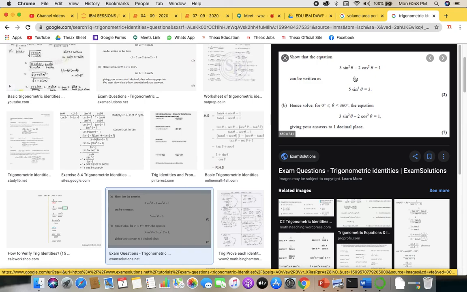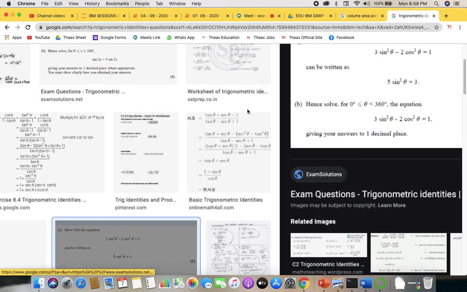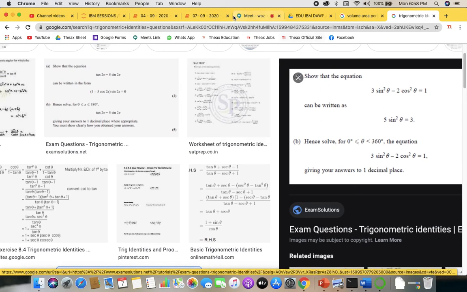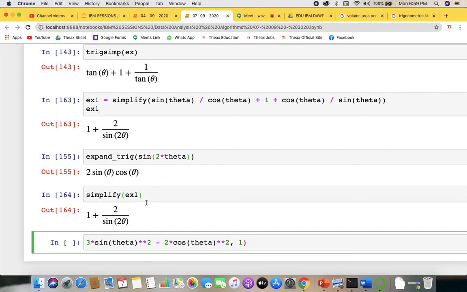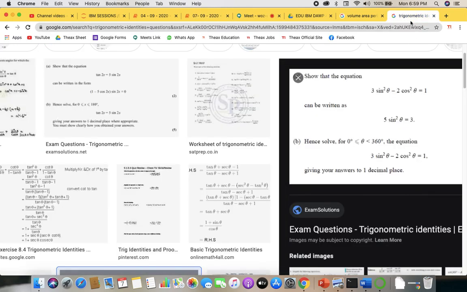So 3 sine square theta minus 2 cos square theta equals 1 can be written like this. So 3 sine square theta minus 2 cos square theta equals 1. This is the equation, and it is saying, can we write this in the form of, no, not can, it can be written as 5 sine square theta equals 3.